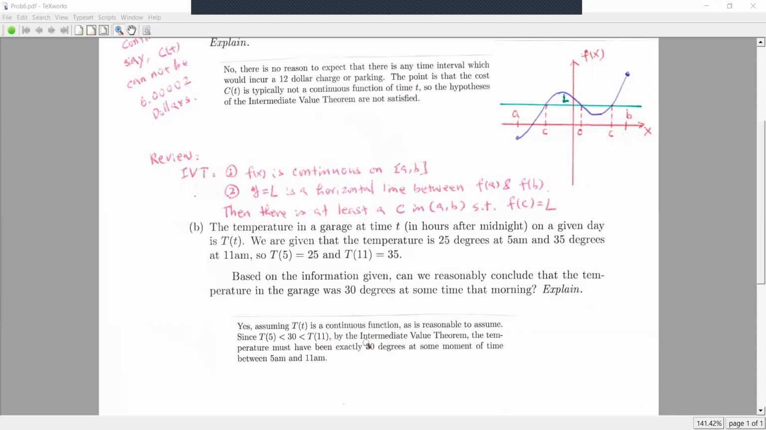So by the intermediate value theorem, between 5 and 11, it is guaranteed that there is a point c, there is a time c. There, the temperature is exactly 30 degrees.